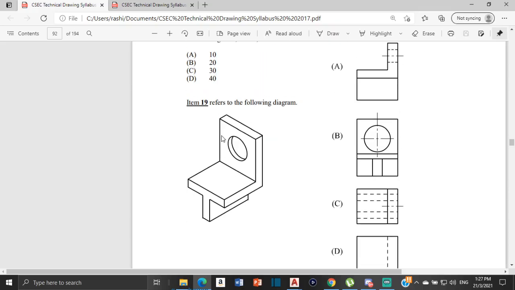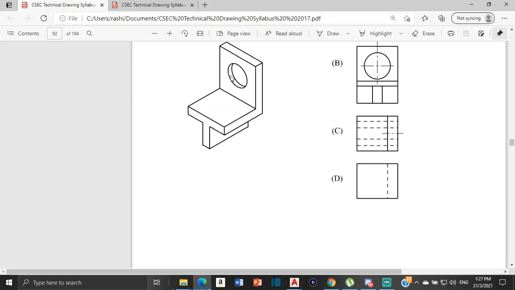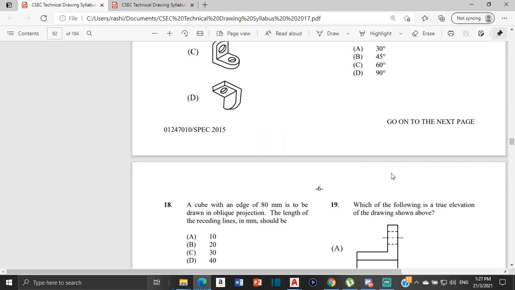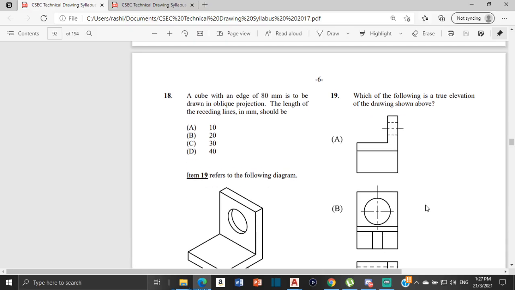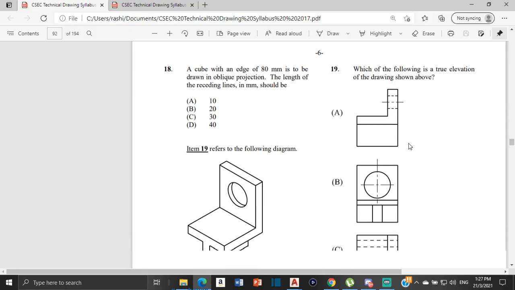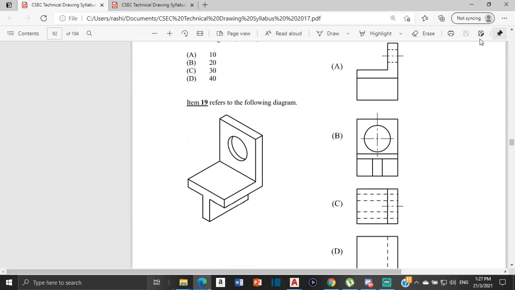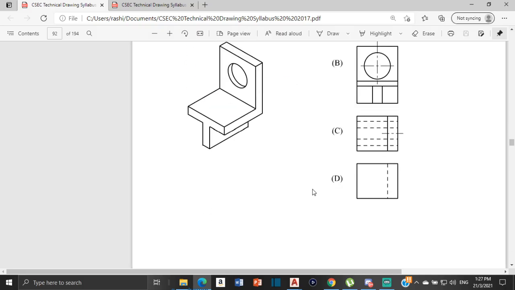All right, number 19 refers to the following diagram. Which of the following is a true elevation of the drawing above? Which one of these drawings would show a true elevation of this? Let's see. We know it cannot be B, because this is closed off, and we can clearly see that this section is open, so it could never be B.